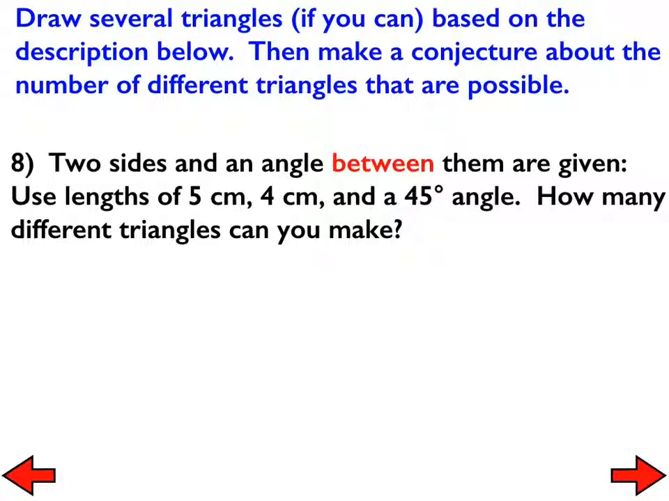Number 8. This time I want you to draw a triangle where 2 of the sides are given, and in between those 2 sides is the 45-degree angle. One side is 5, another side is 4, and the angle that is between them, where those 2 lines meet, is a 45-degree angle. So go ahead and put your pencils down really quickly. Pencils down. Let's make sure you know what between means, okay?